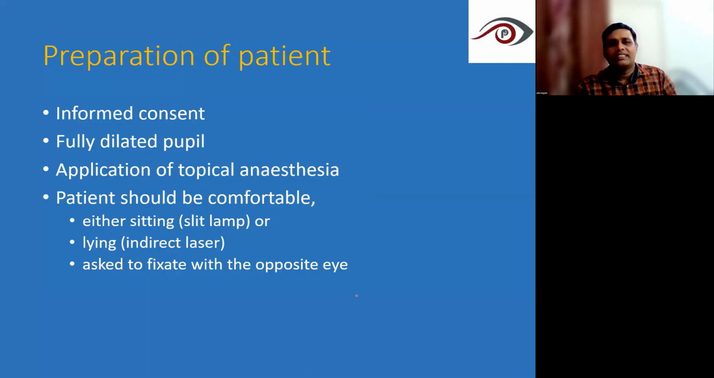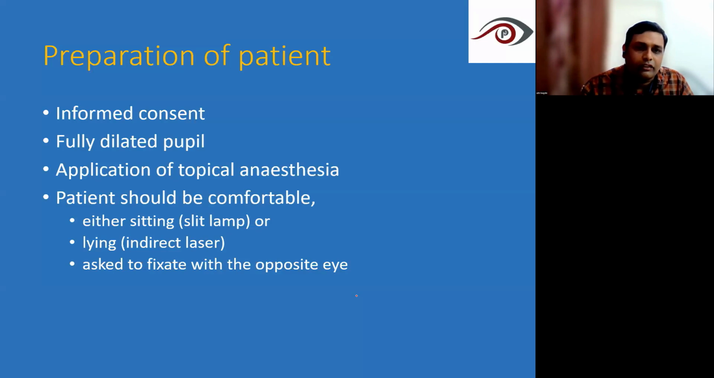So now knowing about the lens and the laser machine, how will you prepare the patient? A fully informed consent should be taken before doing the laser, saying what the advantages, the disadvantages, and the complications that can happen. We try, where possible, to keep a fully dilated pupil so that the visibility of the periphery will be better. We'll be applying topical anesthesia.